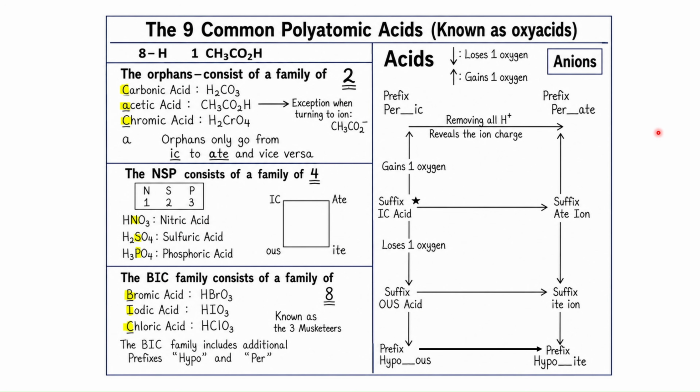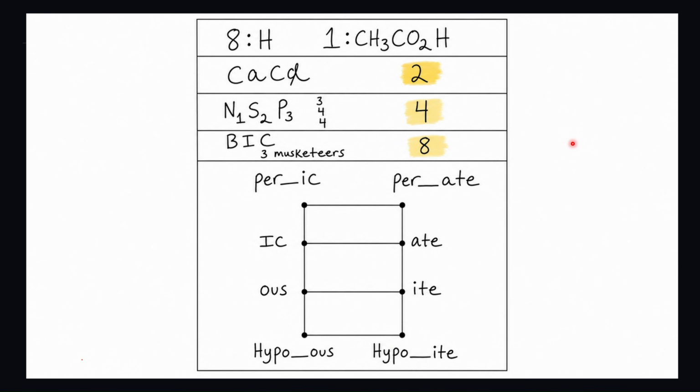So this is everything we have covered. You have the 9 common polyatomic acids here on the left side, and then you have the path on the right side. And last, I have a cheat sheet. Remember that we have 9 common polyatomic acids. 8 of them, their chemical formula is going to start with the letter H. And one of them, you just have to remember the entire chemical formula, which is acetic acid.